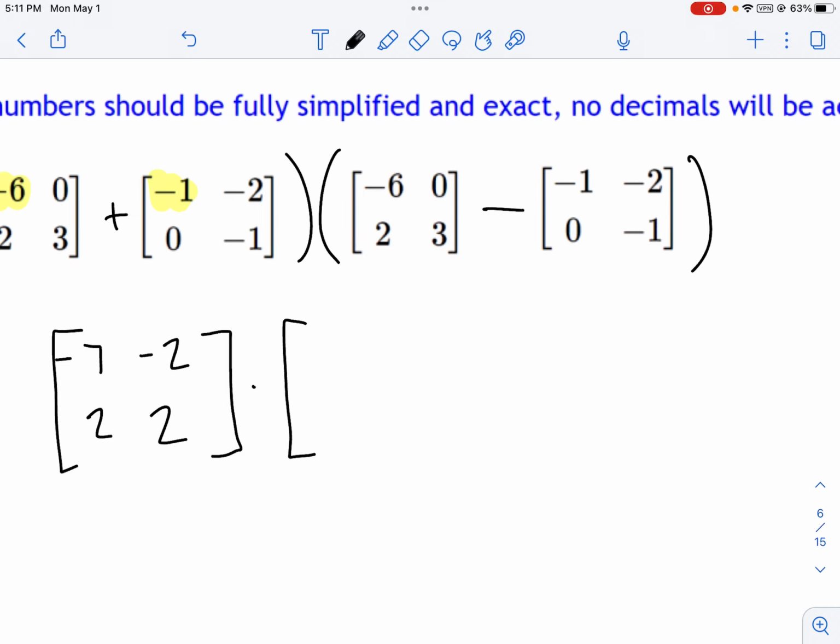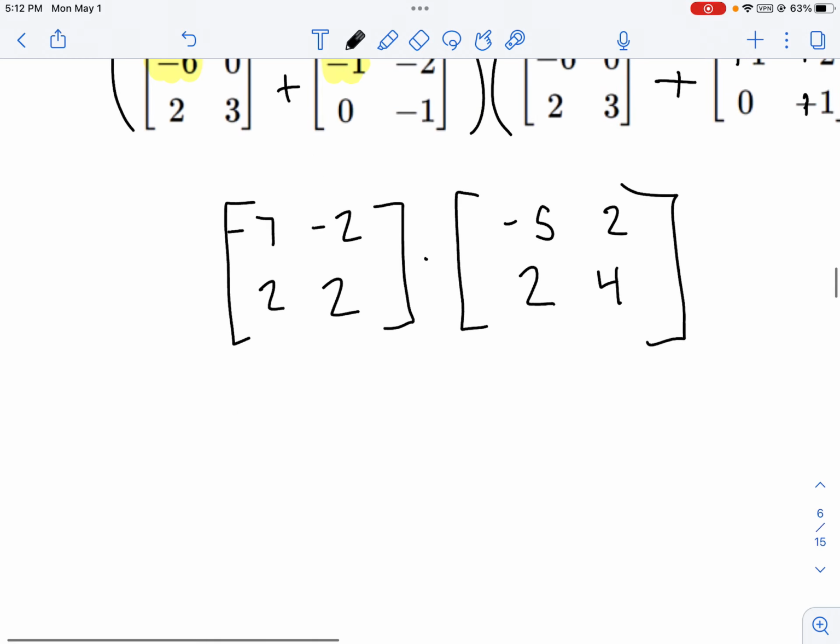So from here, personally, what I would do is actually just distribute that negative, make our lives a little bit easier, so that changes the signs of everything in there. Now, technically, negative times 0 is still 0. It's not going to change anything. So we have -6 plus 1. That's going to be -5. 0 plus 2, 2. 2 plus 0, 2. 3 plus 1, 4. And now you're set to do matrix multiplication.